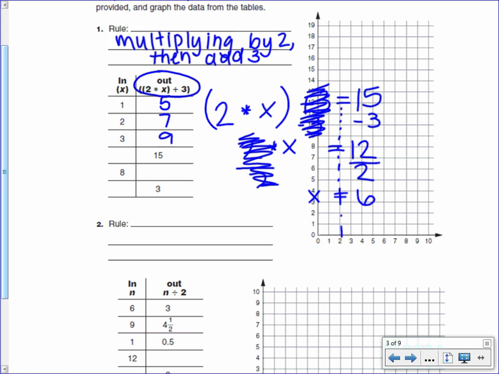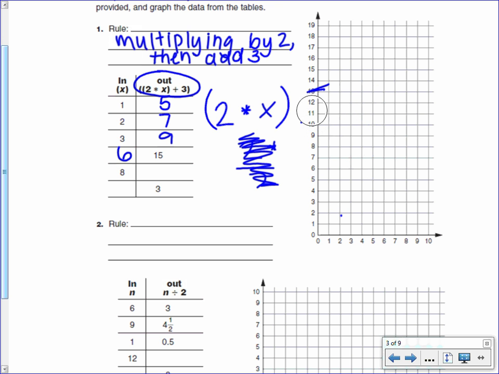Oh my gosh. What is x equal to? 6. Okay, good on that one? Oh, you just did algebra. You survived. You did great.